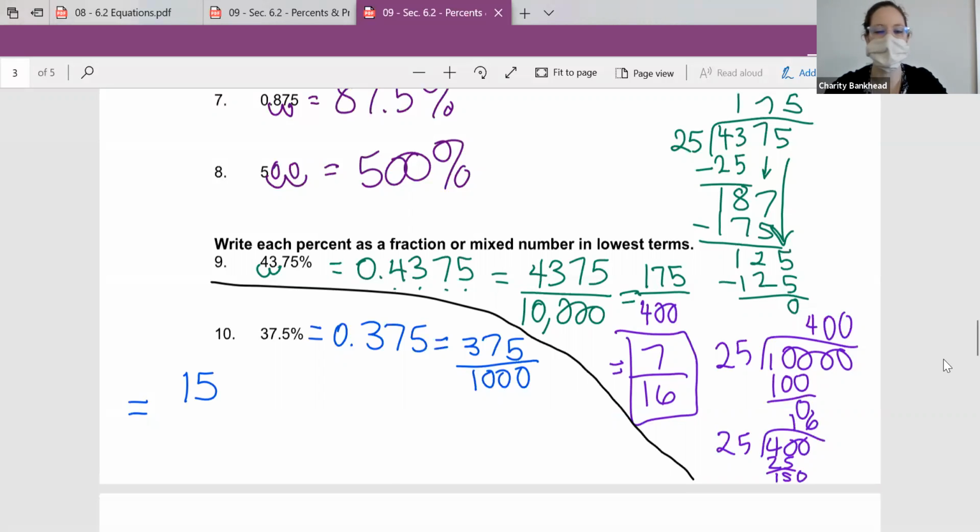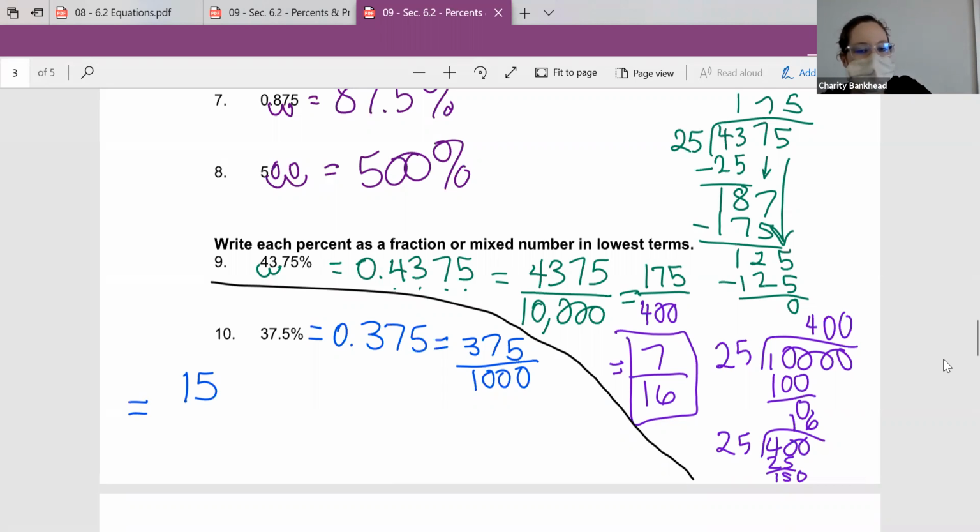25 into 375, that would be 15. The way I think about it is for every 100, 25 goes into 100 4 times, like 4 quarters in a dollar. So I would think of it like how many quarters would it take to make $3.75. For each of the $3, there's 4 quarters, 4 quarters, 4 quarters, that's 12, and then 3 more quarters, that's 15. That's how I think through that in my head to make it a little easier.